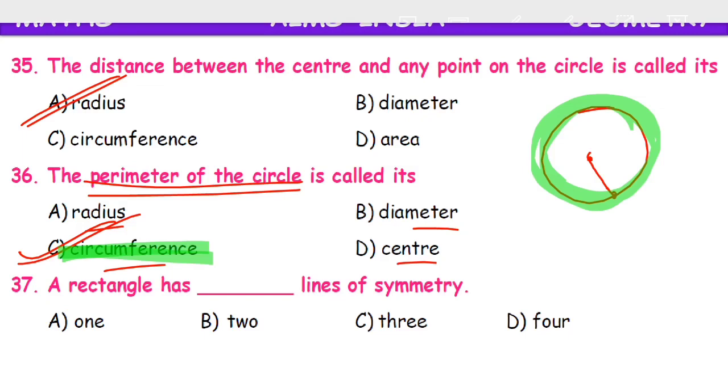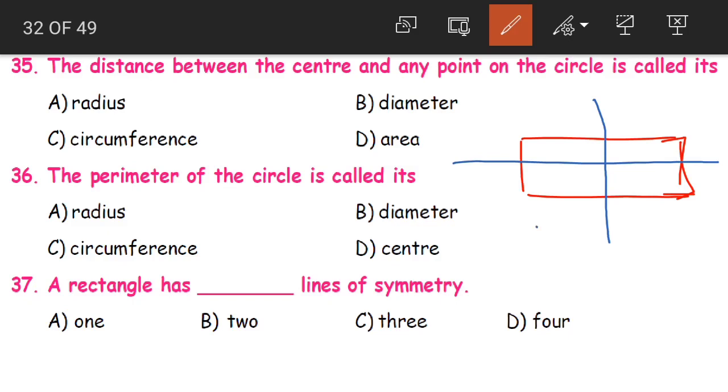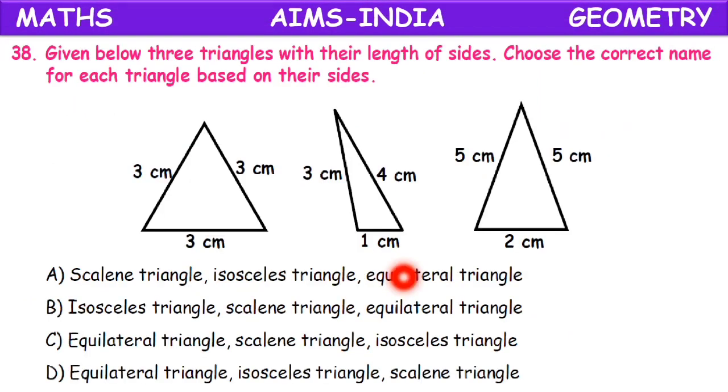And question number 37. A rectangle has dash lines of symmetry. Now a rectangle. Let us draw a rectangle first. This is the rectangle. Now for this rectangle, how many lines of symmetry can we draw? This can be 1 and this can be 2. Do you remember what is the line of symmetry? Yes, line of symmetry is the line that divides the given figure into two exact halves. So for a rectangle, it has two lines of symmetry. That is option B.